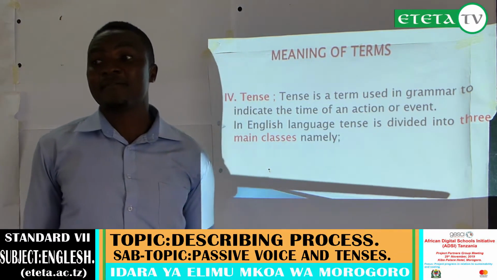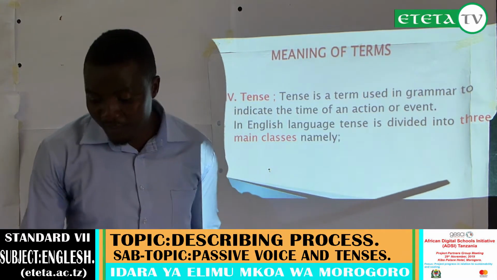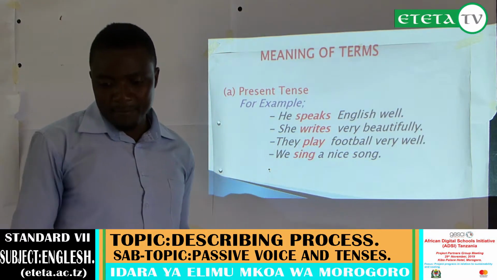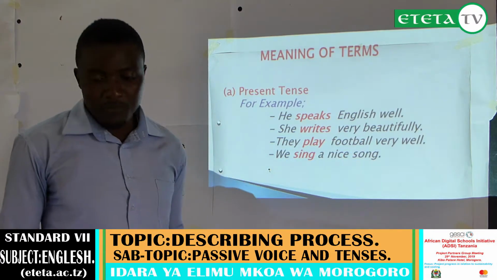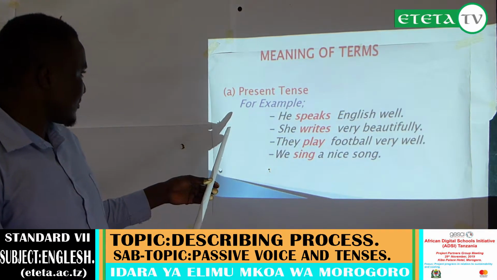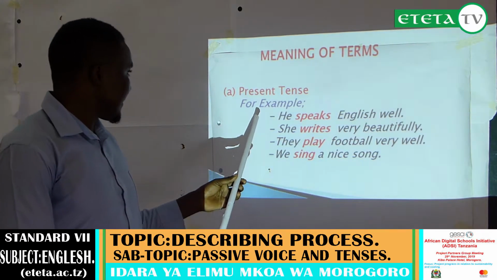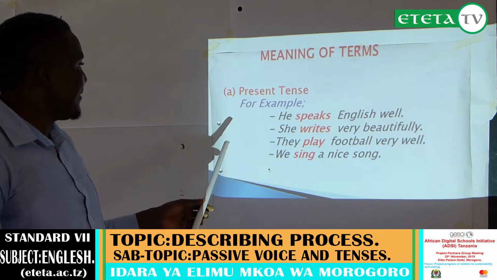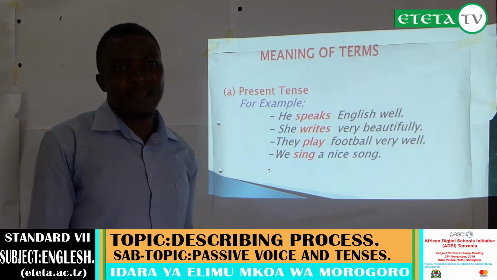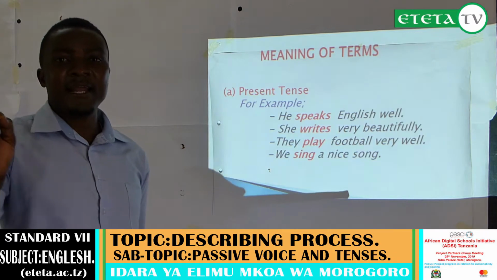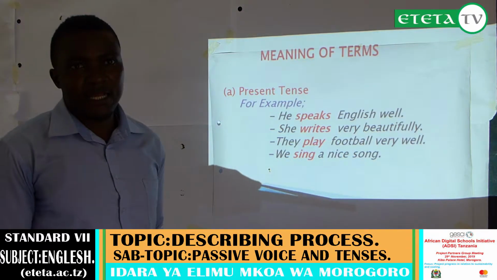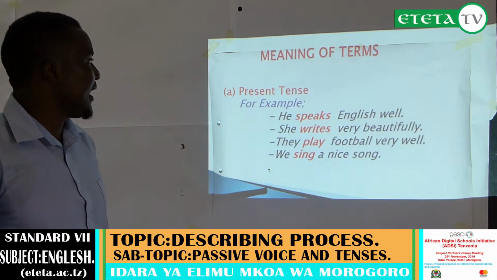In the English language we have 3 main types of tenses. Let us start with type number 1, which is indicated by letter A. The first type of tenses is present tense. A present tense is a type of tense which refers to an action which takes place in the present time. It is divided into different classes, which we shall see in the coming sessions.